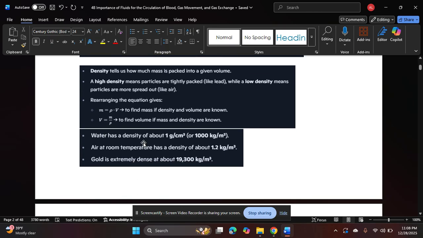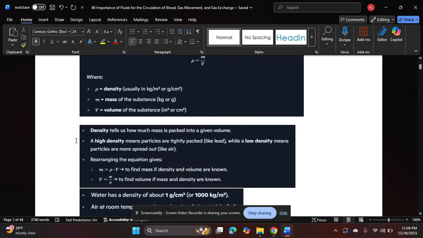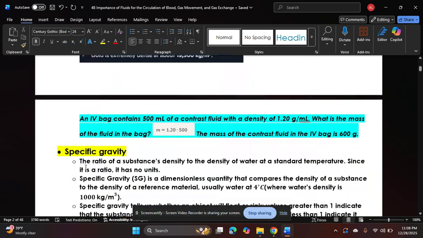Water has a density of about 1 gram per centimeter cubed. Air at room temperature has a density of about 1.2 kilogram per meter cubed. Gold is extremely dense at 19,300 kilogram per meter cubed, okay? So density is itself very high yield for MCAT, so just pay attention.